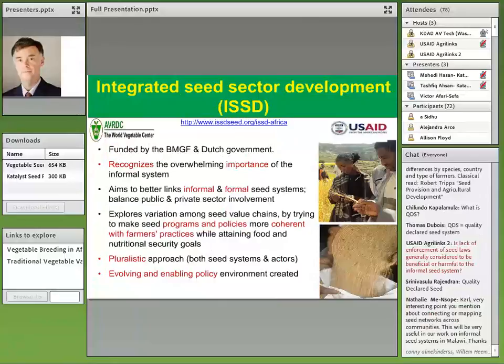Now, I'll just highlight a little bit on another seed model, which is an integrated seed sector development funded by the Dutch government and then the Bill and Melinda Gates Foundation. Realize that in this particular instance, we try to link the formal and informal systems more closely. And this is quite interesting, to bridge that gap between the formal and the informal seed sector.